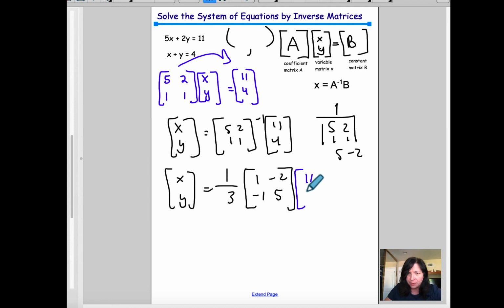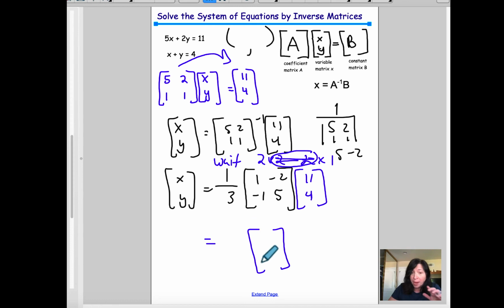Okay, so I'm going to give you some advice right now. My advice to you is to wait to multiply that fraction through. Because remember, this is a 2 by 2. And this is a 2 by 1. Therefore, I can multiply the 2 by 2s. I'm going to get a 2 by 1 when I'm done. But I still do need to multiply that 1/3 by it.